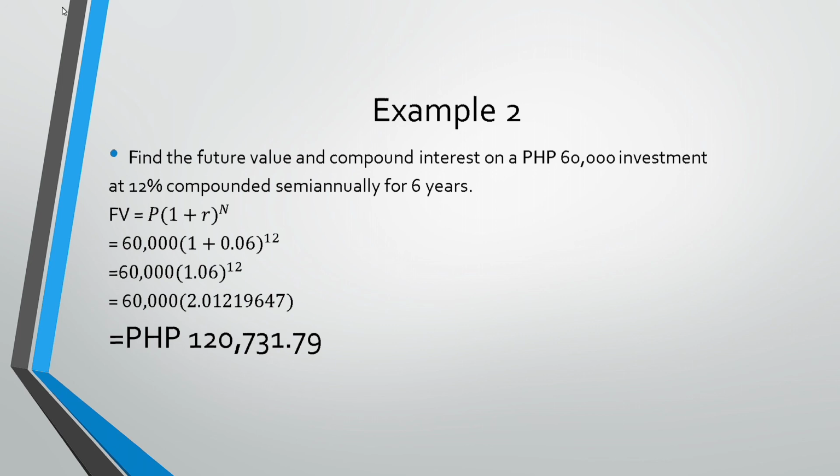Okay, so moving forward, let's find the compound interest. So 120,731.79 minus 60,000, which is the principal value, we will have 60,731.79 pesos. Alright? So I hope that you guys learned from this video.